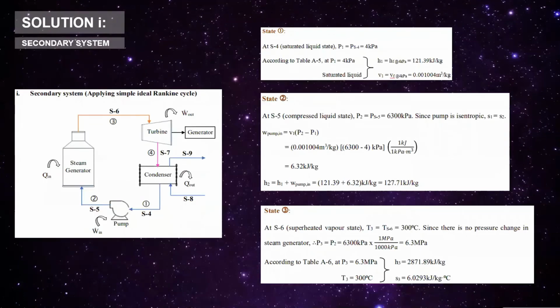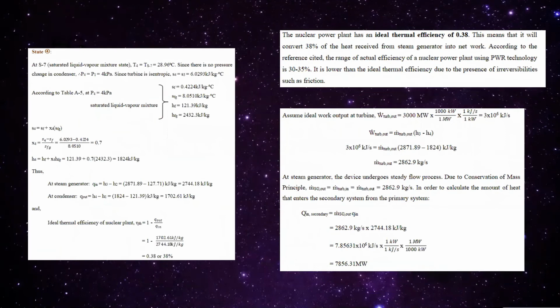We started the calculation from the secondary system. States 1 to 4 are labeled to ease the calculation. At state 1, we get H1 and V1 by referring to table A5. At state 2, we found the work done by the pump and calculated H2. At state 3, by doing interpolation of table A6, we get H3 and S3. At state 4, we found the vapor fraction of 0.7 for the saturated liquid-vapor mixture stream and calculated H4. By obtaining H1 to H4, we can calculate the Q in at the steam generator and Q out at the condenser. After that, we found that the ideal thermal efficiency is 38%.